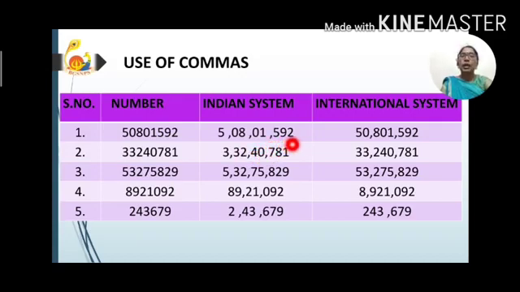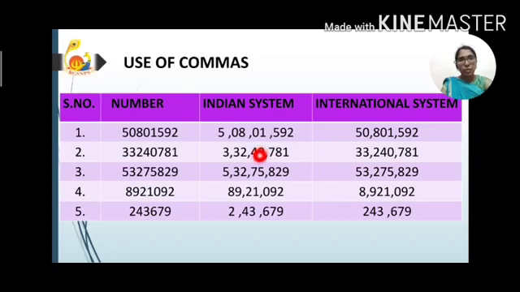Is it clear? Now here the number which I have given is 50801592. Now which hand side to which hand side you have to move? Right hand side to left hand side, right? So here 2 is in ones place, 9 is in tens place, 5 is in hundreds place. This is the end of the ones period, so you have to place a comma. Now 1 is in thousands place, 0 is in 10,000s place.